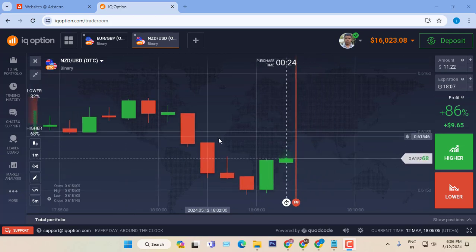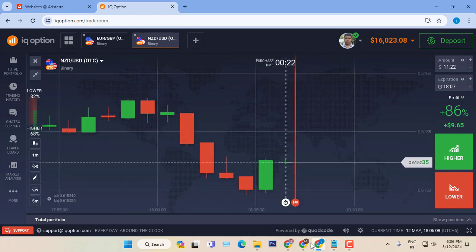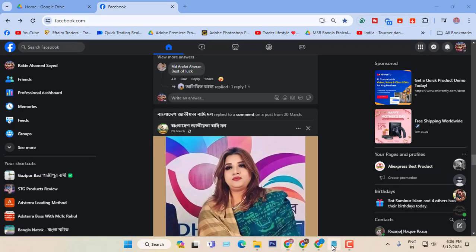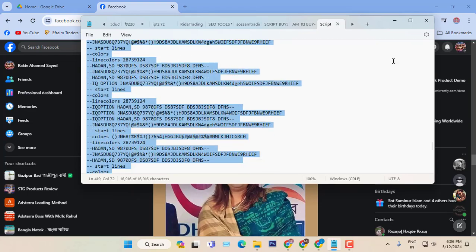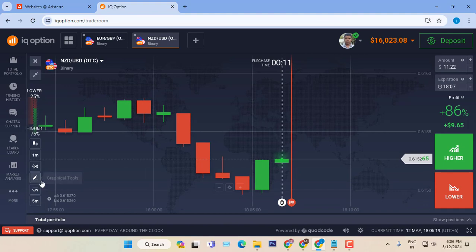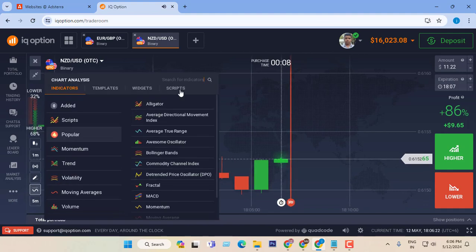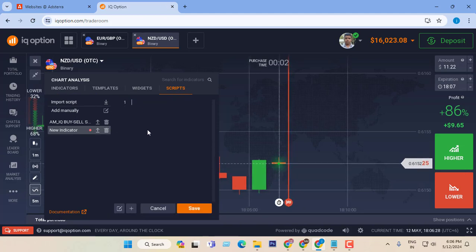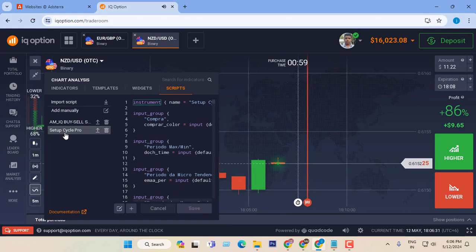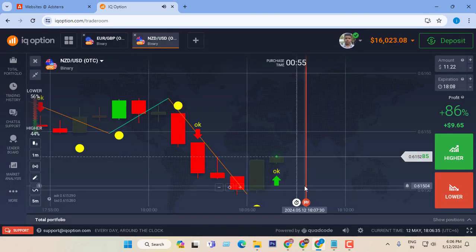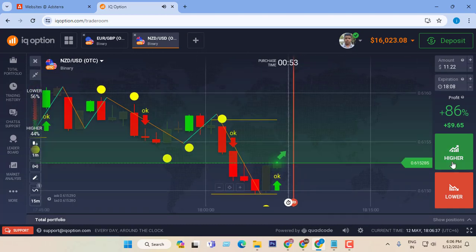Okay, you can download this file, the script file. No problem, I can copy this script file, then I can go on IQ Option today. So click add manually, press Ctrl B, then click save, and then Script Cycle Pro. Okay, and as you can see, a very good script.